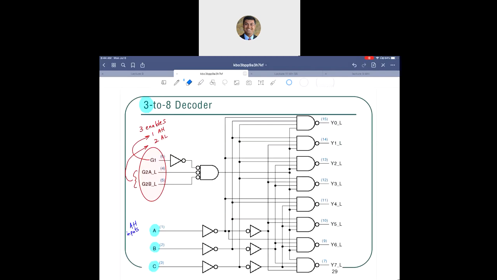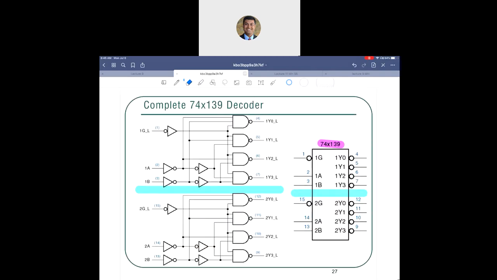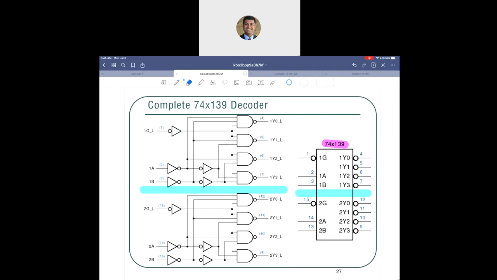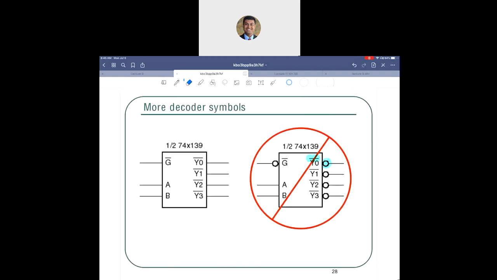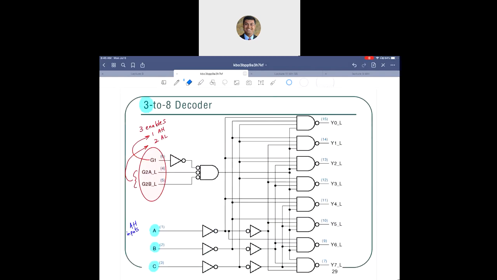Does the diagram look very similar? The formation of this particular logic diagram is almost identical. It's just in size it's bigger, but it is identical to this. Well, there are two copies, so if I go back here, it is this. Instead of four outputs, now I have eight outputs. Instead of two inputs, I have three inputs. And instead of one enable, I have three enables. But the construction of this particular logic diagram is very closely related to this one.